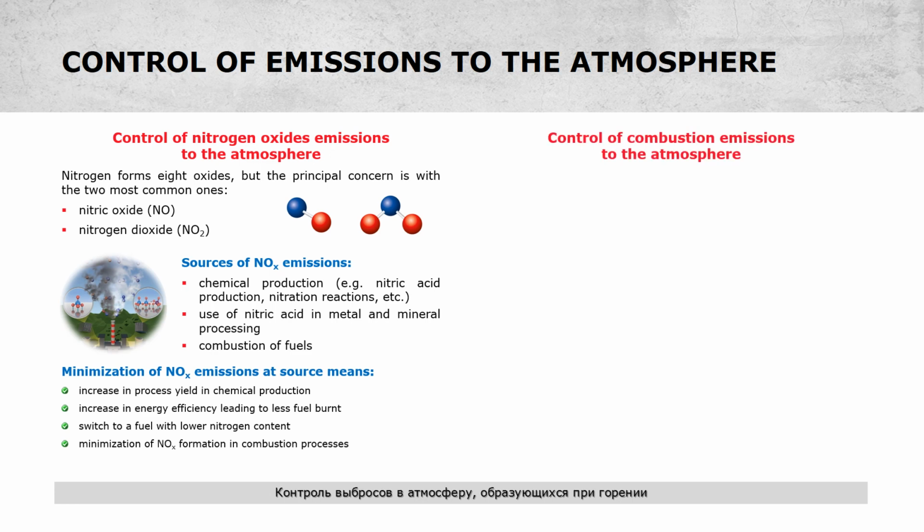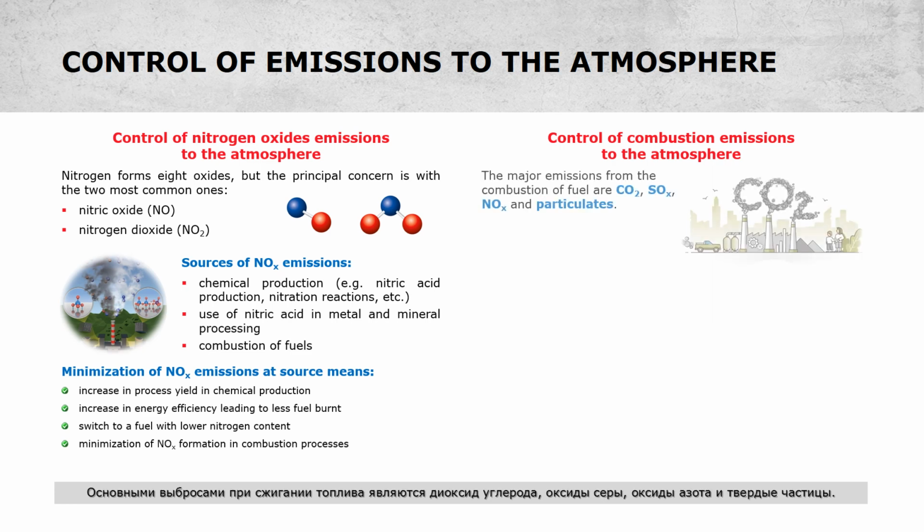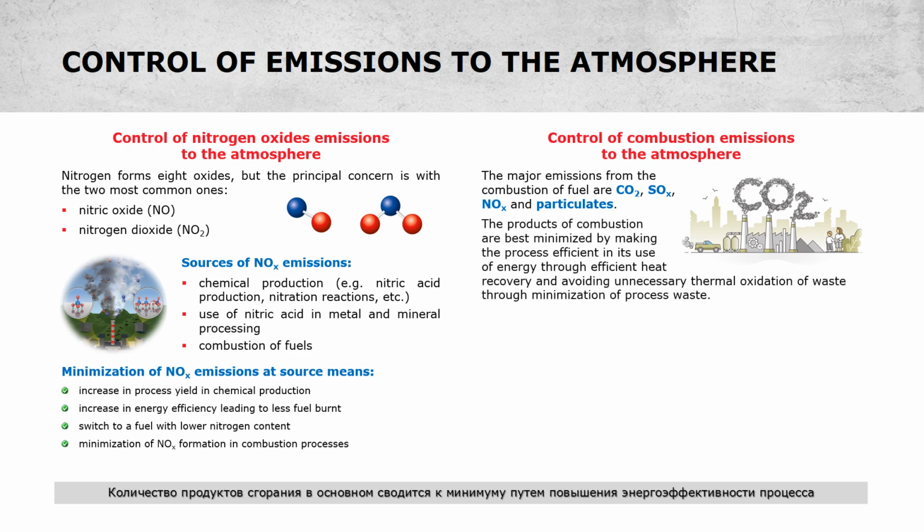Control of combustion emissions to the atmosphere. The major emissions from the combustion of fuel are carbon dioxide, sulfur oxides, nitrogen oxides and particulates. The products of combustion are best minimized by making the process efficient in its use of energy through efficient heat recovery and avoiding unnecessary thermal oxidation of waste through minimization of process waste.